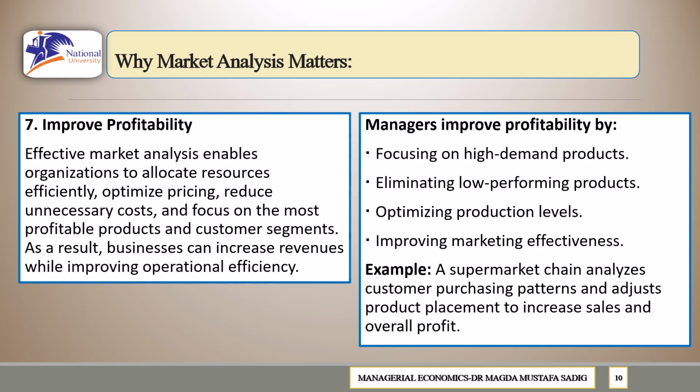Market analysis also identifies products that perform poorly. Managers may discontinue these products and allocate resources to more successful ones. For example, a supermarket studies purchasing patterns. If certain products sell quickly, management increases shelf space. Products with low sales may be removed, and this improves both efficiency and profitability.